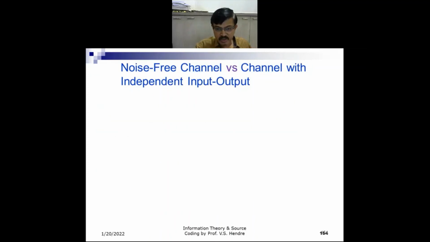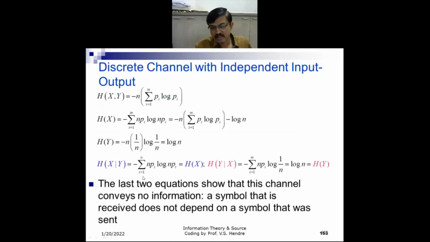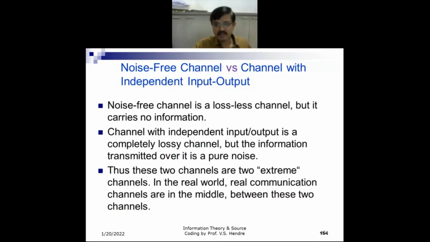For this particular channel, if I calculate the mutual information, you can understand that the mutual information is definitely going to be zero, because it does not carry any information. And if I look at the formula for the mutual information, it is h of x minus h of x given y. But h of x given y is also h of x. So h of x minus h of x is going to be 0. And therefore, this channel does not convey any information. The mutual information for this channel is going to be 0.